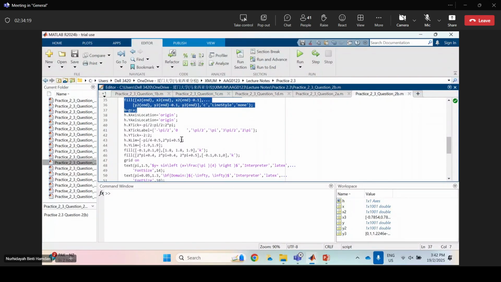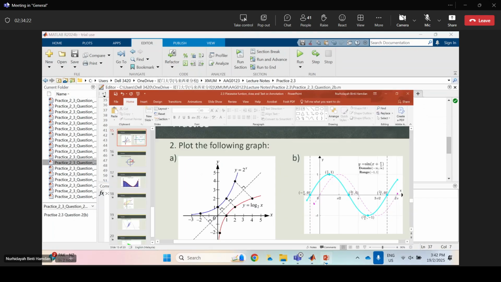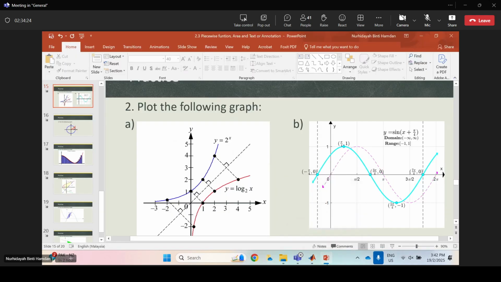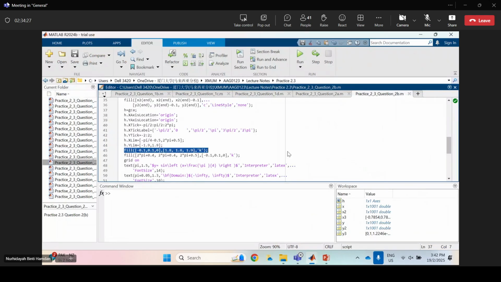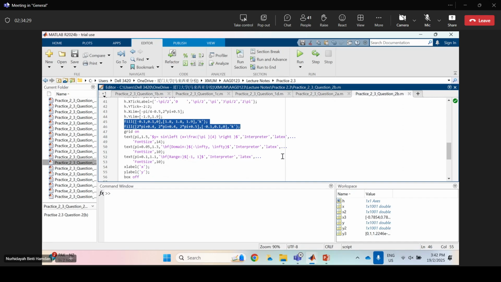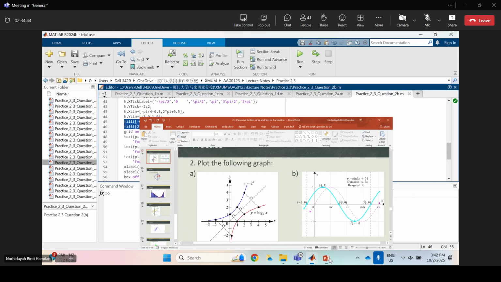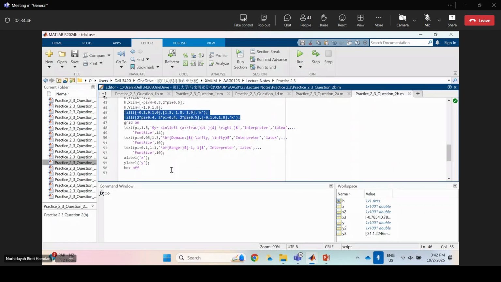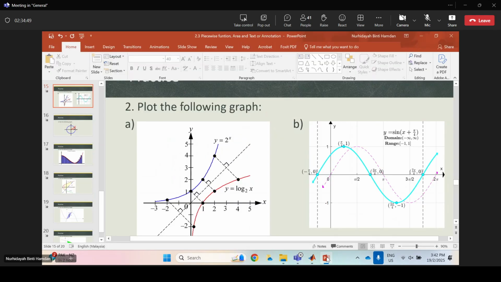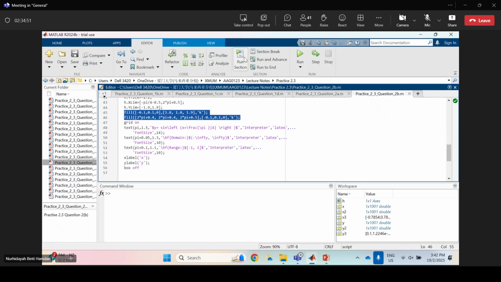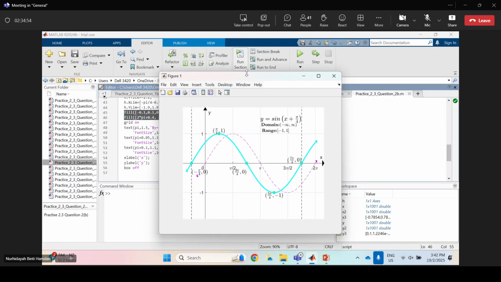Okay, so again, I put the arrow for my x-axis and y-axis. After that, you see the text here, the font name here is latex, so I put the latex. Then label x and y, and it's boxed off because there's no border. Then I run it, I got this.